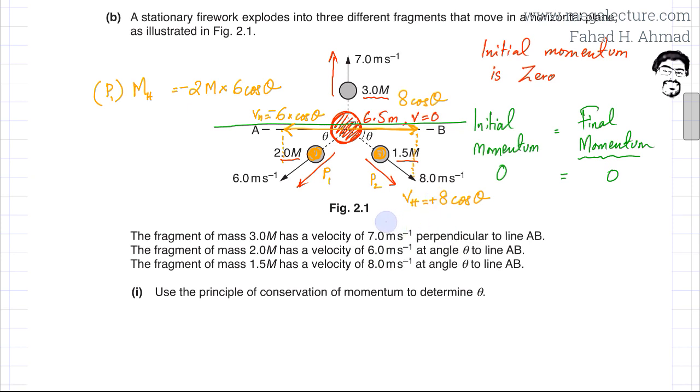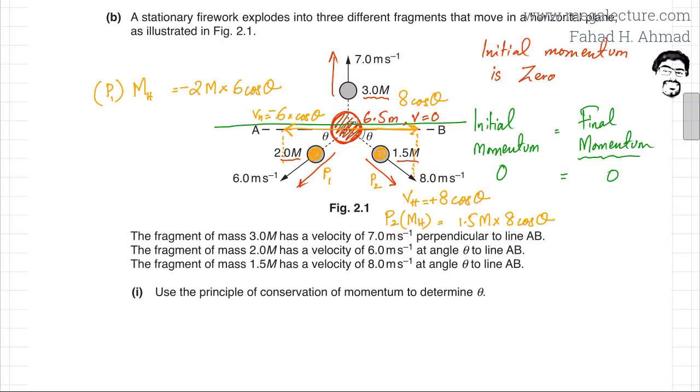So the horizontal component of the momentum for particle 2 is going to be mass, which is 1.5 m, multiplied by 8 cosine of theta, the horizontal component of velocity. So this particle is going to have a horizontal momentum component of this over here.